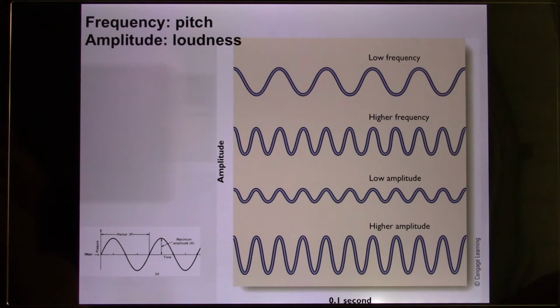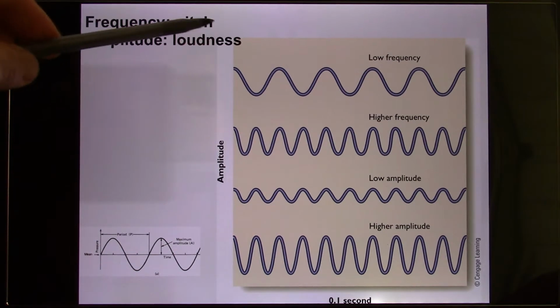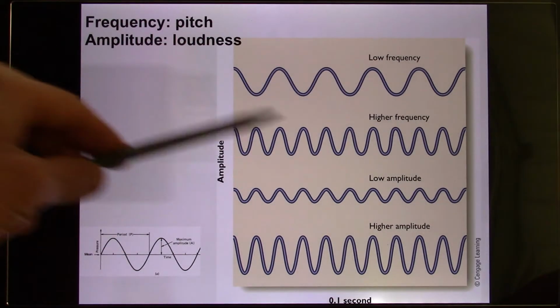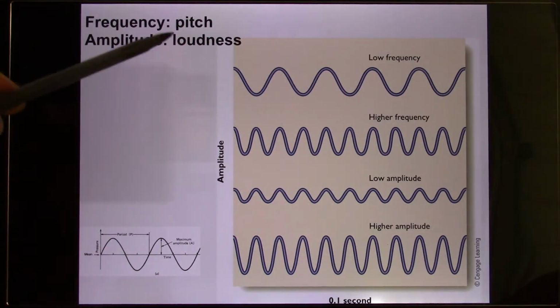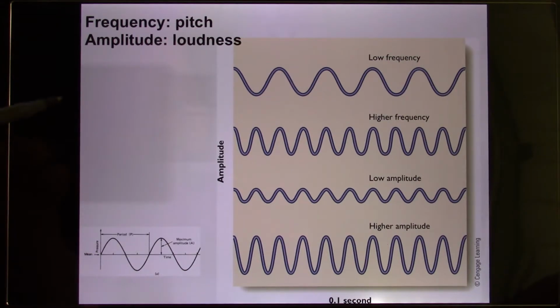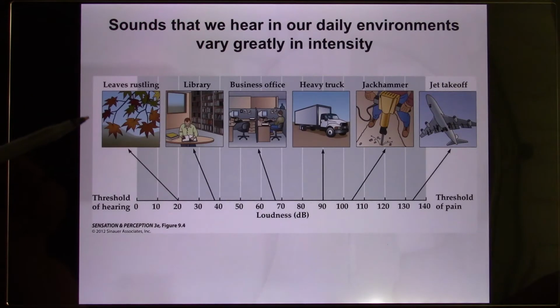And there are two parameters of the sound stimulus. One is the frequency, which we call the pitch: high pitch, low pitch. The second one is the loudness, which is the amplitude. So you only have these two parameters.